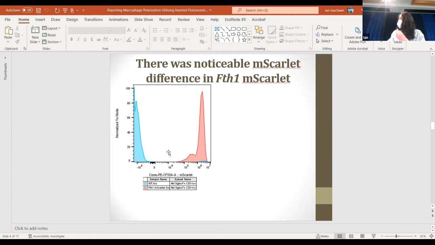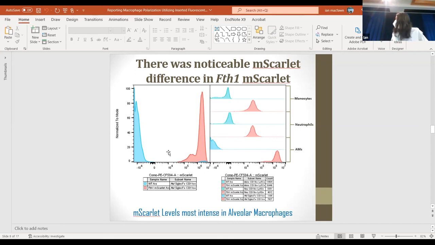And then we also gated for neutrophils and monocytes in the bone marrow. Looking at this, you can see that our AMs, alveolar macrophages, are here again, but we're also comparing them with neutrophils this time and monocytes, which are right here. There's still quite a bit of difference between the wild type and the FTH1 reporter mice in terms of mScarlet levels. So we know that the reporter is working for other cells, but one thing to note is that the starkness of the results for the alveolar macrophages didn't hold up in the other cells.